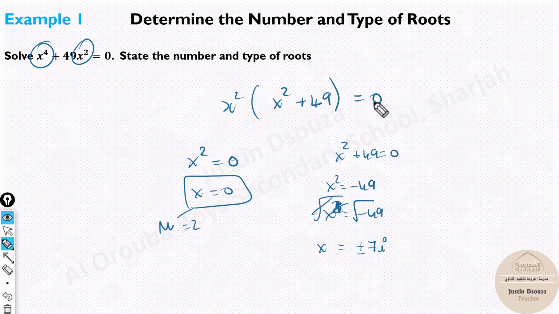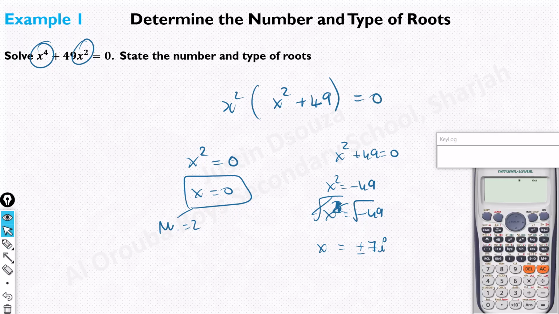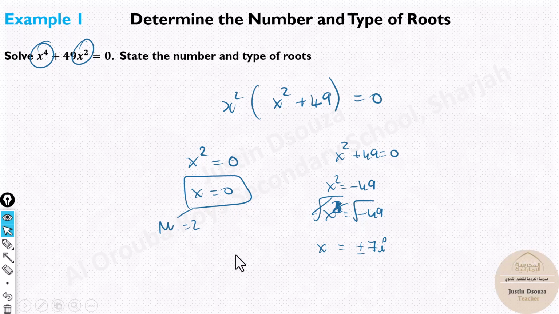Now we can try this in the calculator directly from this step. You can use the polynomial solver and put in the coefficients. The coefficient is 1 over here, and there is no x term, so it's 0, and then lastly we have 49, and the roots are 7i and minus 7i. So that's plus or minus 7i, because imaginary roots always come in conjugates. So this is how we basically solve the problem.